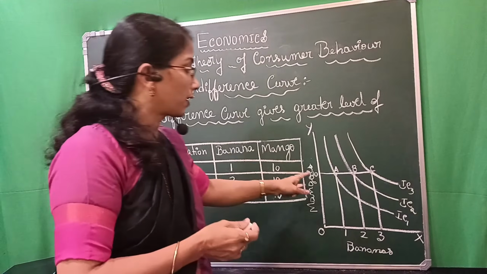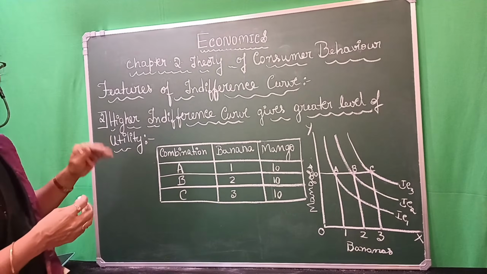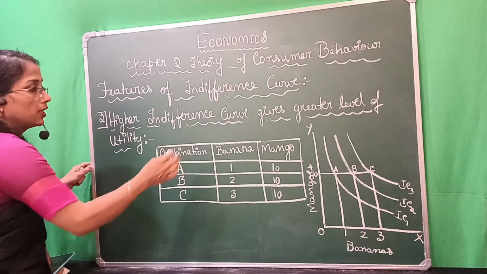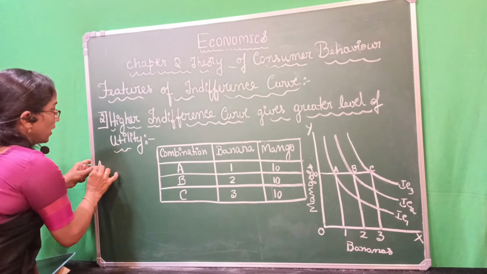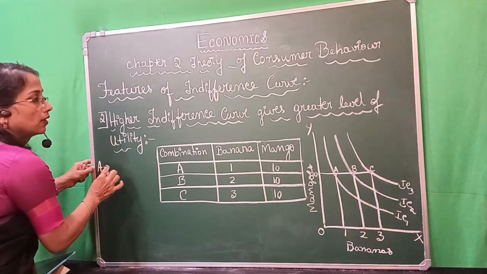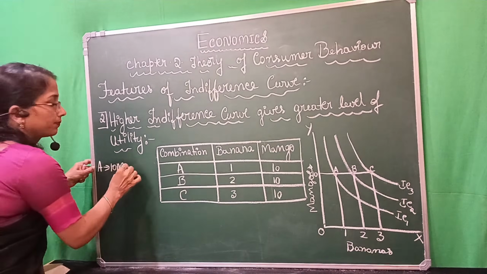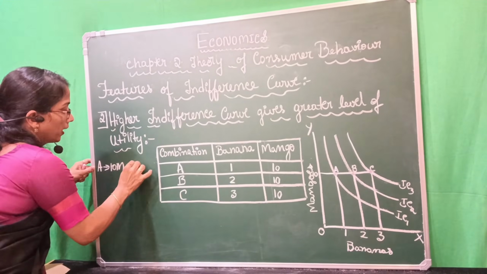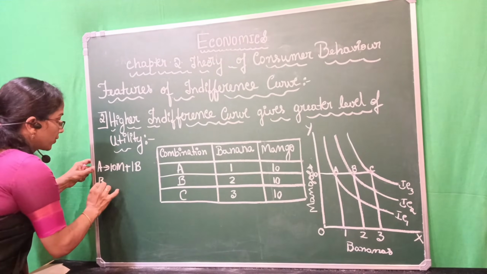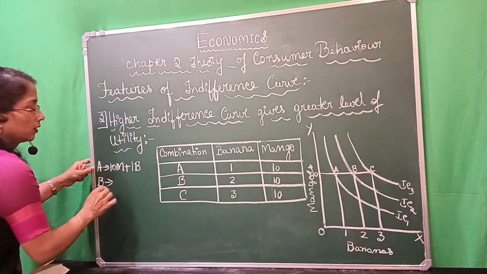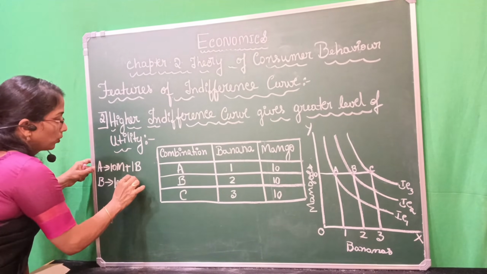If you want, you can write the combinations also in the explanation part of the answer. So I will write here the combinations. For example, combination A shows 10 mangoes plus 1 banana. I will write it as B. Point B shows 10 mangoes plus 2 bananas.